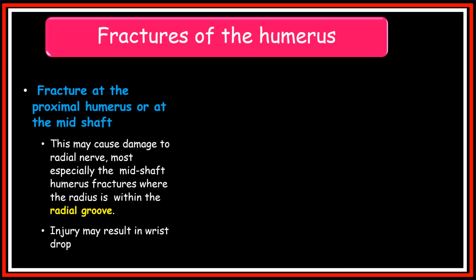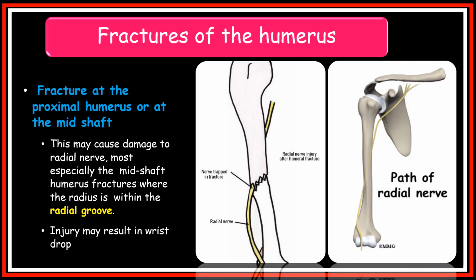Fracture at the mid shaft of the humerus. Just remember what's happening at the mid shaft? The radial groove. That's right. So this is a fracture at the radial groove, the mid shaft. That is what we're having here. And I'm sure you remember the nerve there now, the radial nerve. So the radial nerve will be affected.